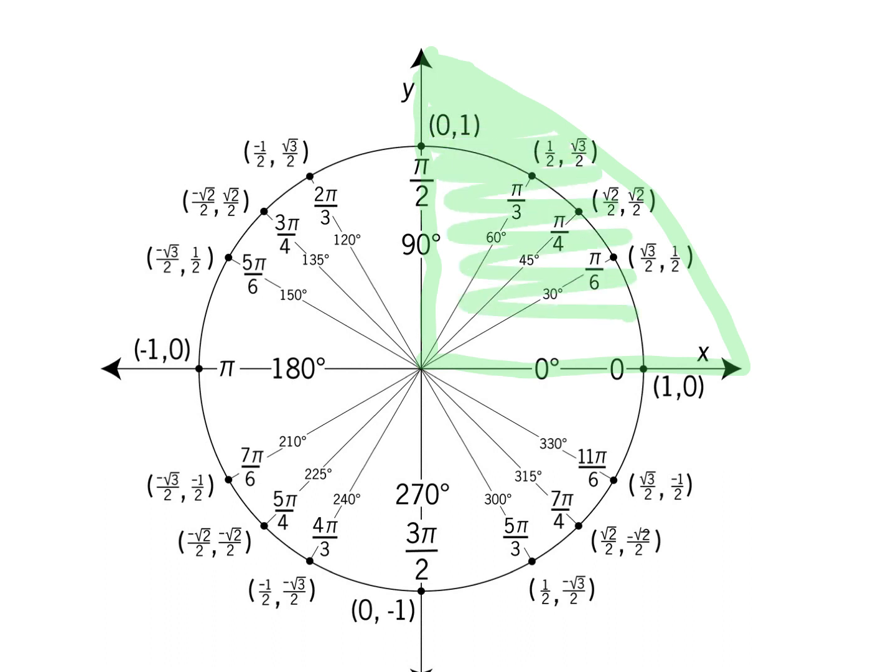X and y are both what? They're both positive. Good. They're both positive, x and y. Now, let's look at the ordered pairs. Everything is what? Over what? Over 2. Good.